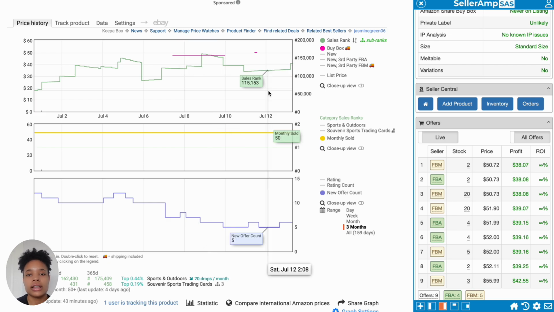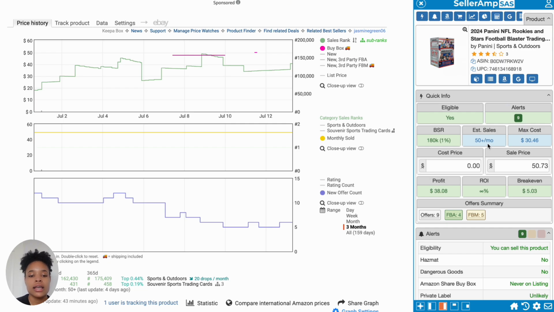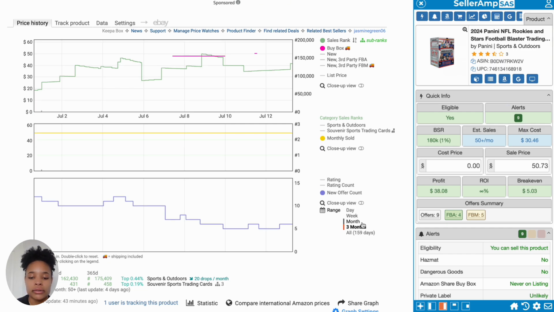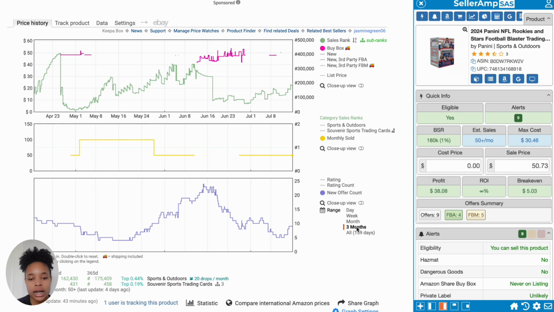But if you don't have to do that and you see that there are still estimated sales, as we can tell it sells 50 plus, then you don't even have to really worry about that. But if it was a slow seller, I would see what I can price it at, maybe a little lower, just to see if I can bring the buy box back.